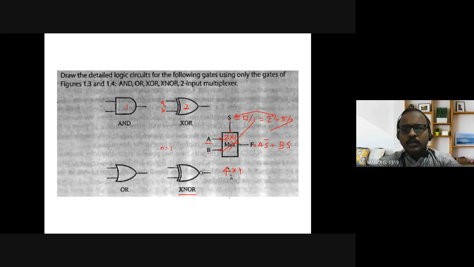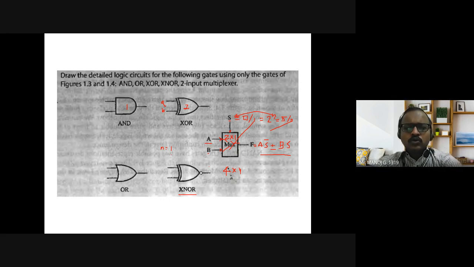I hope you would have done the fundamentals previously. So this is how you do it. This is how you get the expression for a 2 cross 1 mux. When you look at it, you have only multiplication, and that is AND gate and OR gate required for constructing a mux. This is as far as combinational logic circuit is concerned.